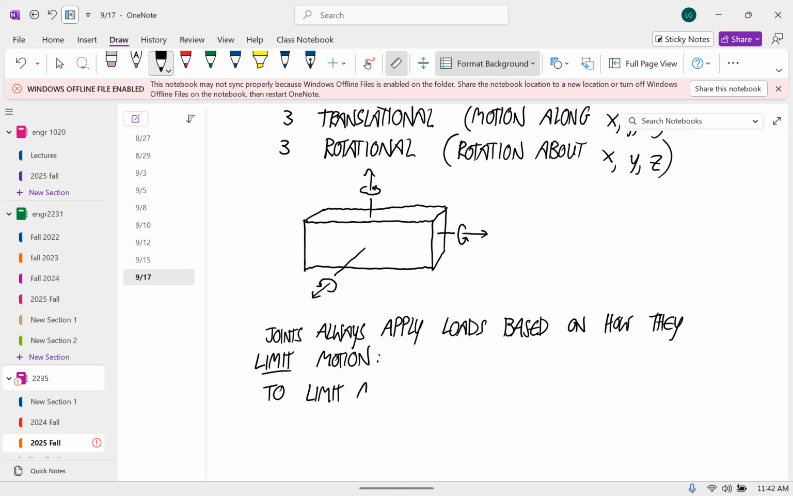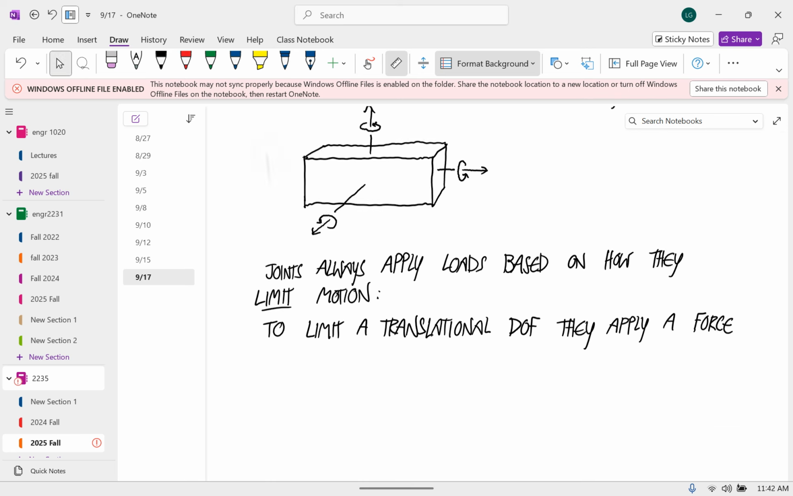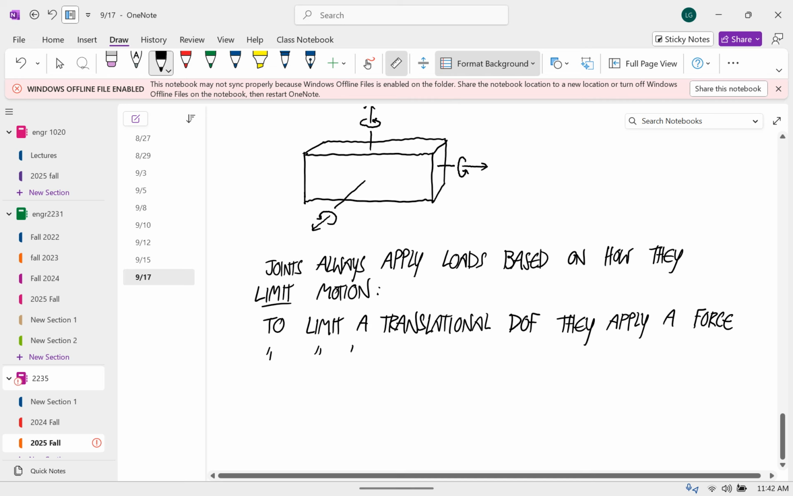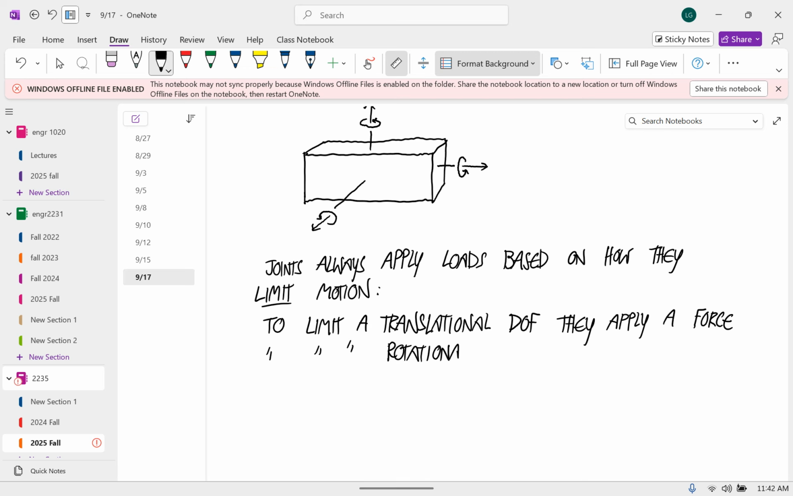To limit a translational degree of freedom, DOF for degree of freedom, they apply a force. And to limit a rotational degree of freedom, they apply a couple.